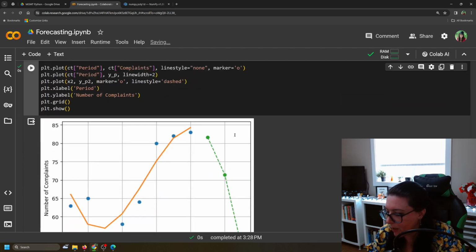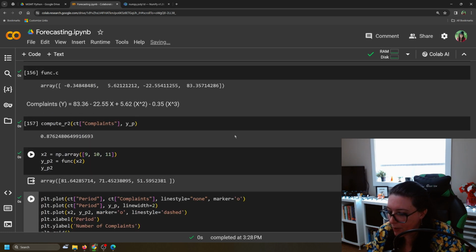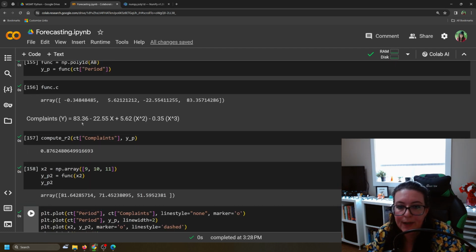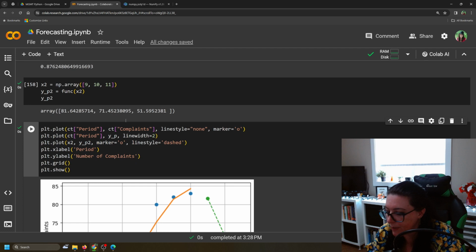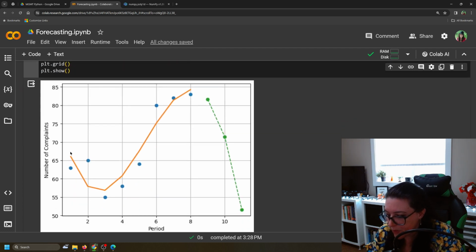It's thinking about it. All right. So remember, we said it would start at 83 and go down, then up, then down. So it's going to start here. It's not quite 83. It's showing here. Down, up, down. So that same curve.